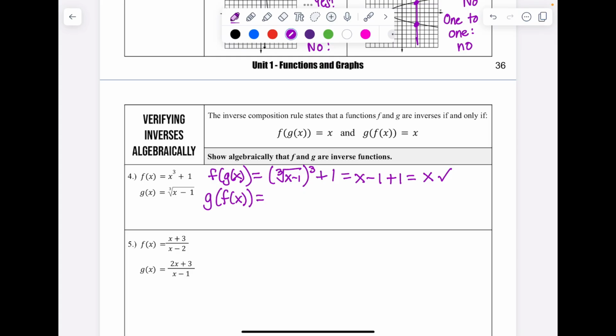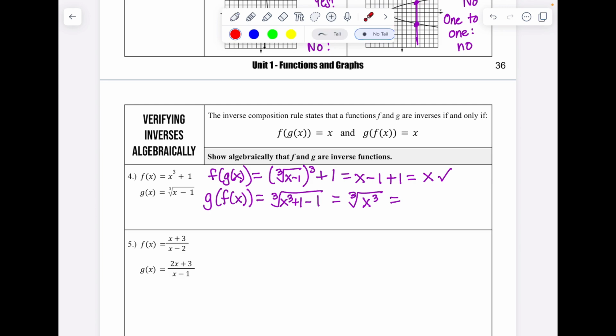So g of f of x. So this time I am taking the f of x function and putting it in place of the x here. So we've got the cube root of x cubed plus 1, and then we have the minus 1 behind it. So if we go ahead and simplify those constants under the cube root, 1 minus 1 would be 0, so we'd just be left with the x cubed underneath the cube root.